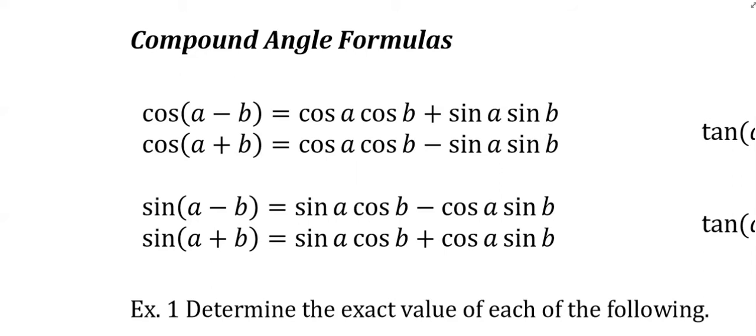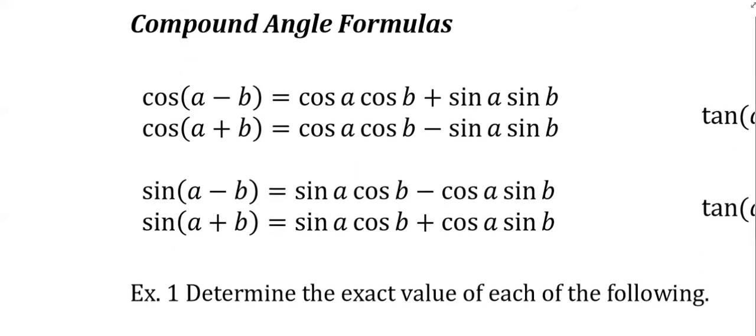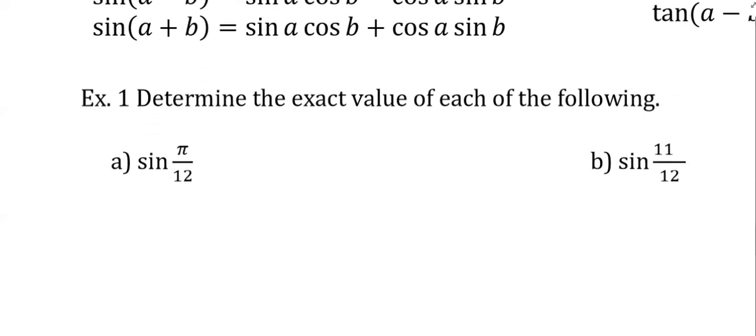And then what we do with it is exactly the same as what we did with cosine. So we do things like determine the exact value of each of the following. So here's two questions that we can do. Sine of pi by 12, and we're going to do sine of 11 pi by 12 as well.